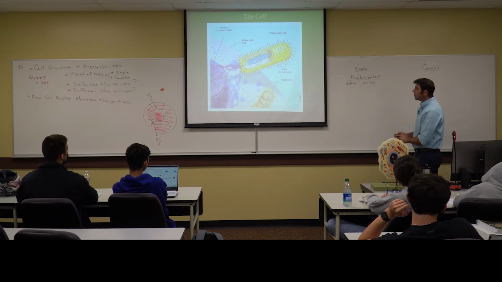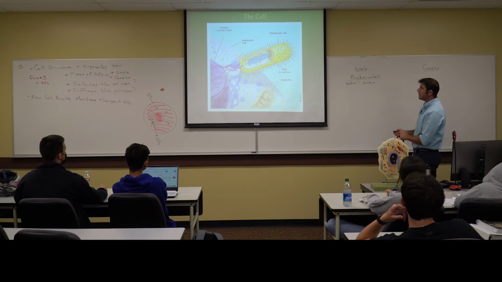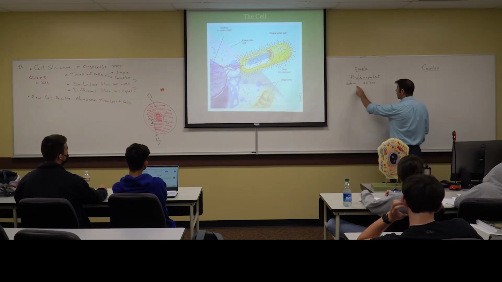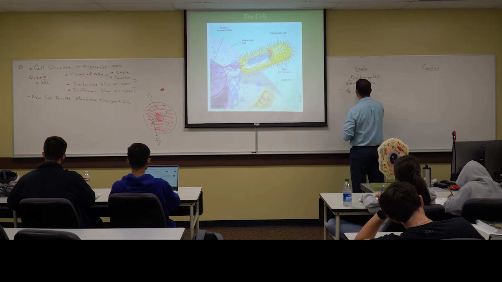We can see another difference between these larger eukaryotic cells and the simple prokaryotic cells from this one picture, and that is that these eukaryotic cells are much larger. They don't even fit on the screen compared to this prokaryotic cell. So prokaryotes don't have a nucleus. We also said they have no internal compartments, no organelles.